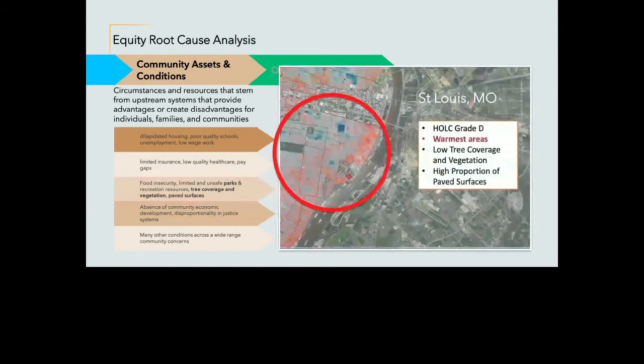Now, on the other hand, when we look at this grade D or hazardous area, it was one of the warmest areas at the time. And in terms of redlining, those areas that were grade D were literally the areas that had higher Black populations, that had immigrants. And these warmer temperatures in these areas have, of course, been linked to lower tree coverage and less vegetation, but also to high proportions of paved surfaces.